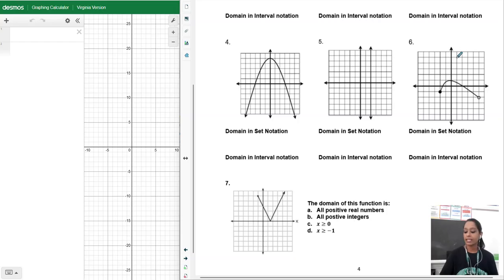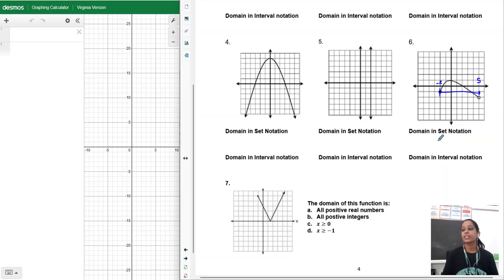So for number 6, we're only looking at the domain. We're just practicing the domain. So remember, domain is going from left, from here. So that's at -2. And then it's going all the way here to 1, 2, 3, 4, 5. So -2 to 5.